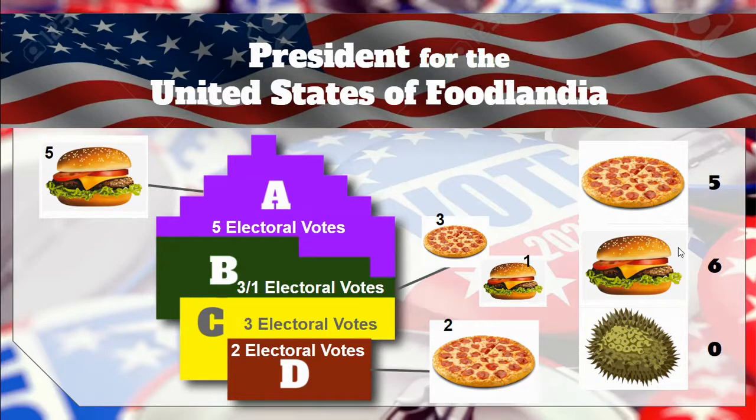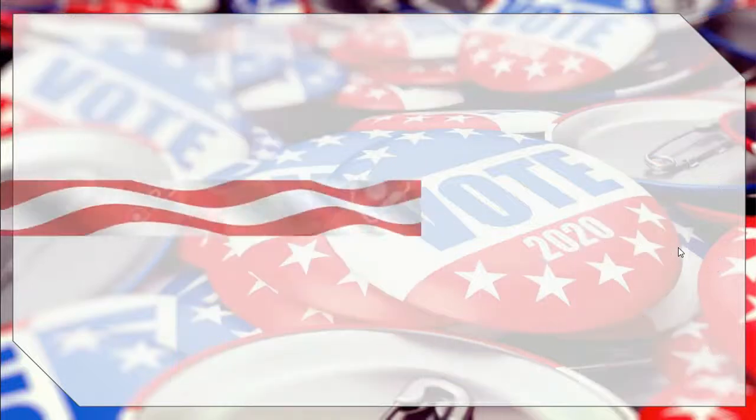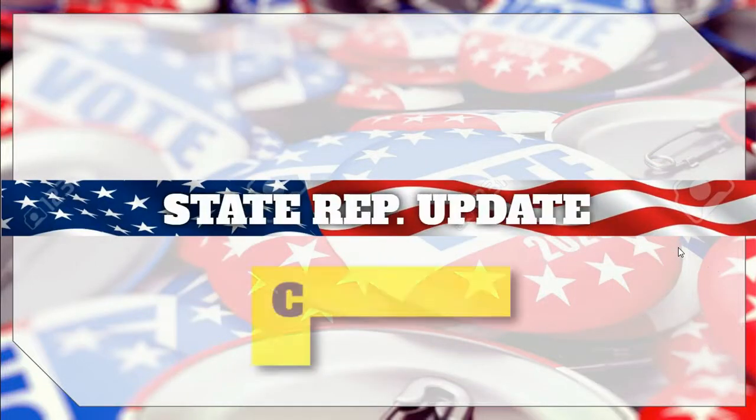But it'll be interesting to see, can they help play spoiler? It's all going to come down to the state of C and their 3 electoral votes. So it's going to be winner take all for C here, assuming that it's Burger or Pizza. And I'm hearing we have some results coming in right now. Now, this is for the state of C and their state representative.